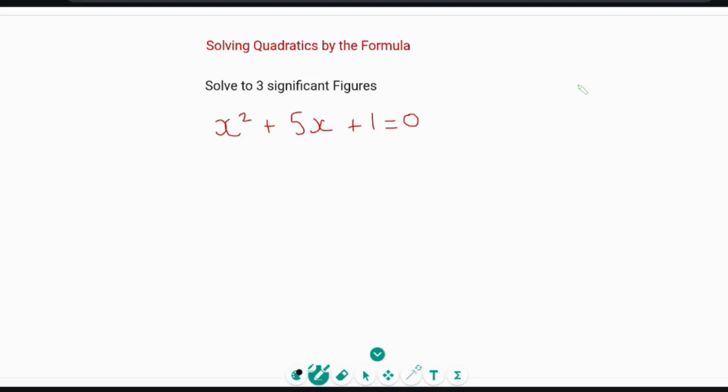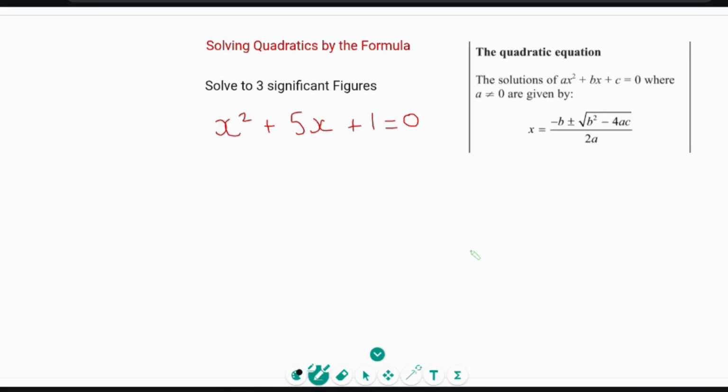Using the formula is usually given away in the question because you're asked to solve to 3 significant figures or 2 decimal places. So if you're asked to solve to a degree of accuracy, it means that we're using the formula. The solutions are not whole numbers. Now, the formula you are actually given. On the first sheet of the exam, you're given a list of useful formulas where you'll find the quadratic equation. So the solutions to ax squared plus bx plus c equals 0, where a is not equal to 0, are given by this formula here.